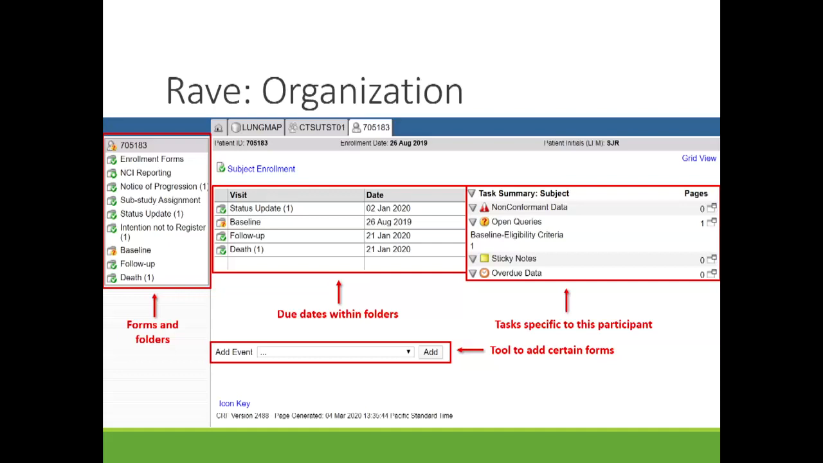And the task summary is once again highlighted on the right-hand side, but it's now specific to that particular patient. And finally, the add event drop-down box highlighted at the bottom of the page is a tool to add certain forms that will not generate otherwise. For example, the lost to follow-up form.